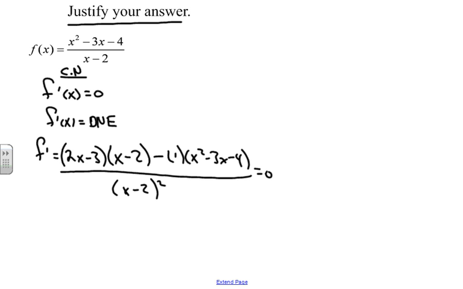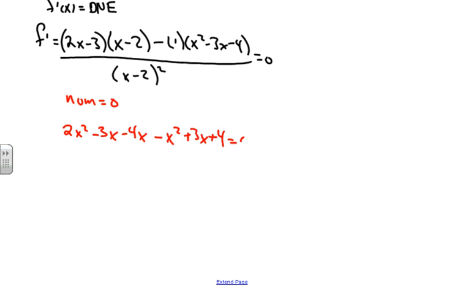We're going to take our numerator now and set it equal to 0, because that's when this rational function will equal 0. So we're first going to simplify it. We have 2x squared minus 3x minus 4x, minus x squared plus 3x plus 4, and we're going to set that equal to 0. So this is the numerator equal to 0. Now we simplify: we have x squared, these cancel out, we're left with negative 4x, and plus 4 right here. Now we're going to find these zeros.